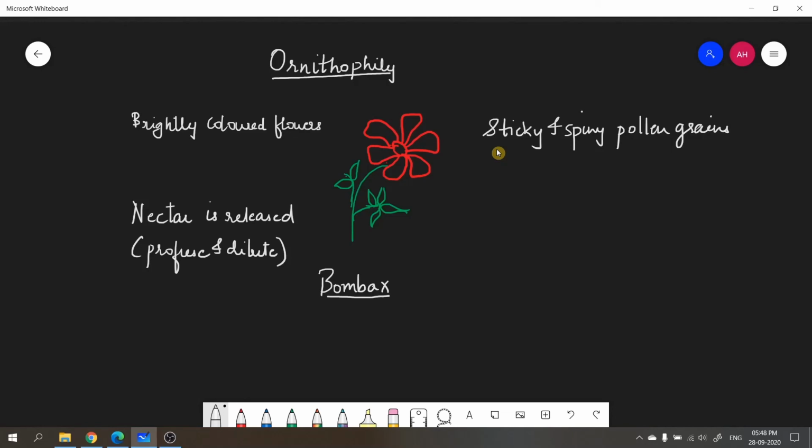And the fourth important point, there is no fragrance or no scent that is released from the flowers. Why do you think there is no scent? Yes, that's right, because birds have poor sense of smell. So there is no requirement of scent produced by the flowers. That was about the ornithophilous flowers.